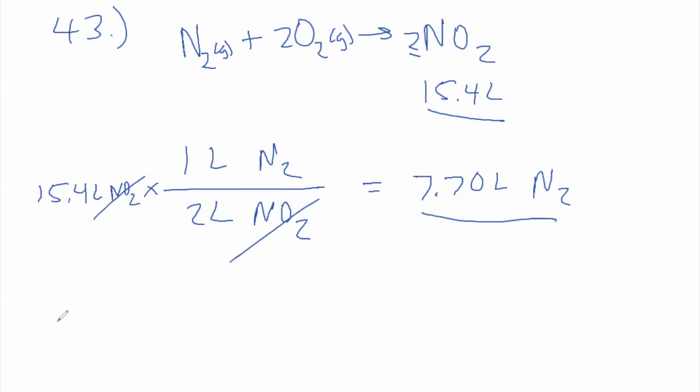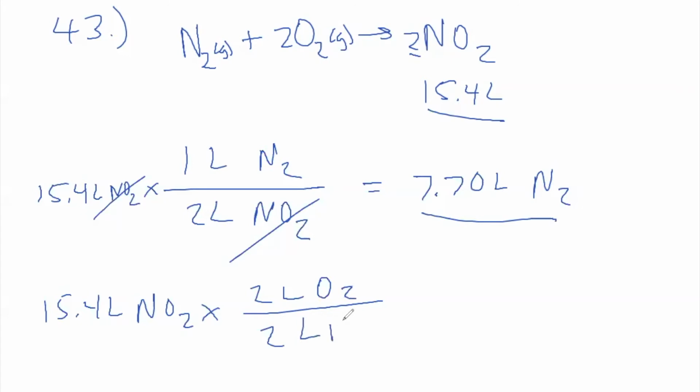And then they're also asking oxygen gas, so we do the same thing. You take 15.4 liters of NO2 and convert it to oxygen. And so that ratio we would have for every 2 liters of O2, you get 2 liters of NO2 produced. So that'd be a 2-to-2 ratio or a 1-to-1 ratio. And so we get 15.4 liters of O2. That makes sense.